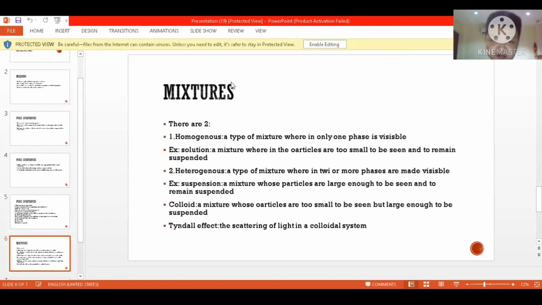Now to mixtures. So with that we go to mixtures. There are two. One is this. Example is this. Second is heterogeneous, the meaning is this. Example of it is this. And this, this is the second of the heterogeneous. The meaning is this. And the property of colloid is the Tyndall effect. This is the meaning of this.